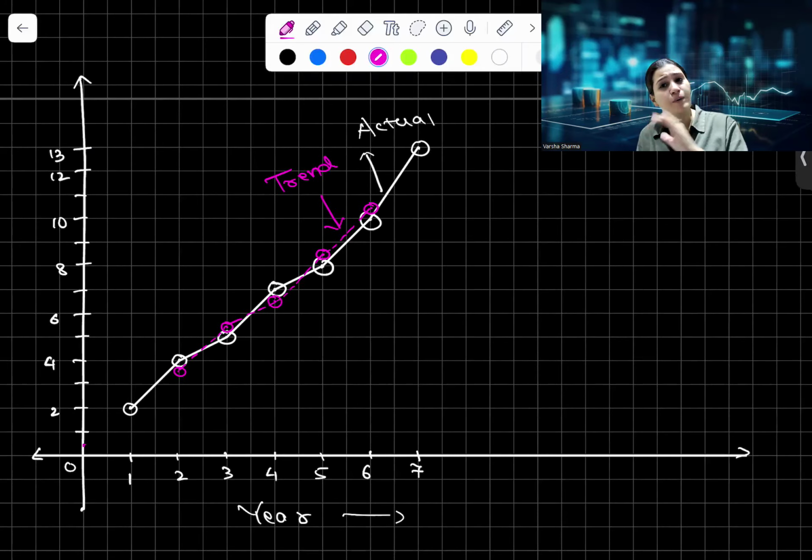So for any graph, whether 3 year, 4 year, 5 year, 6 year, no matter which: the first column is time on the x-axis, the second column is joined with a solid line, and whatever is your last column will be joined by the dotted line. The second column is the actual solid line. The last column is the dotted trend line. Doubt clear? Yes, ma'am.